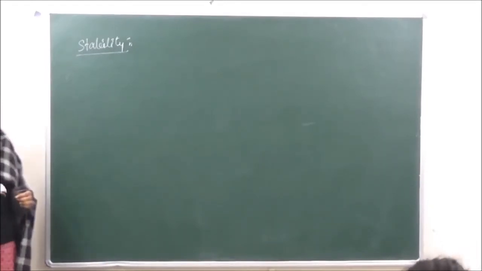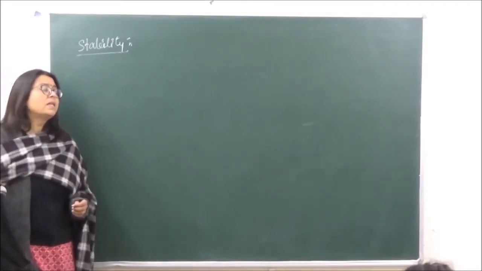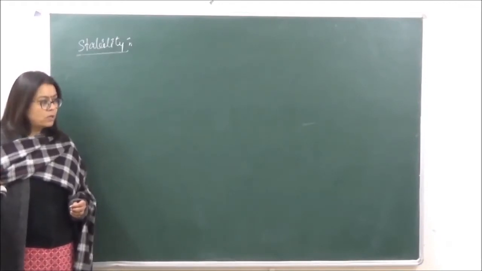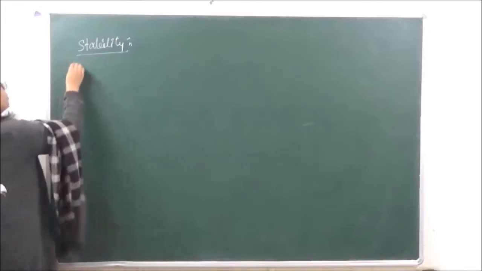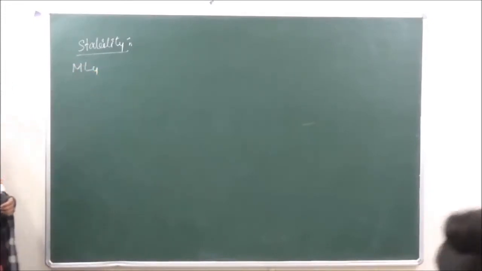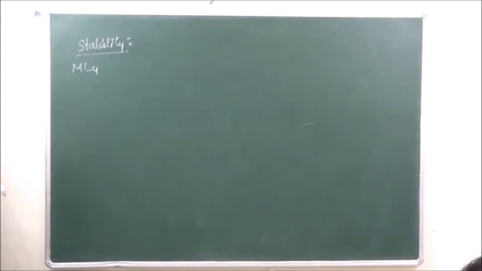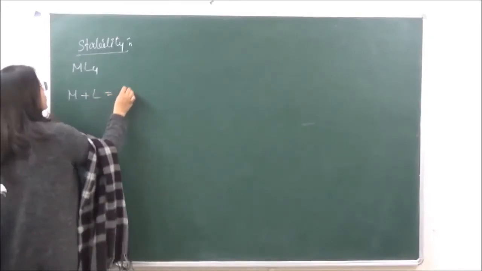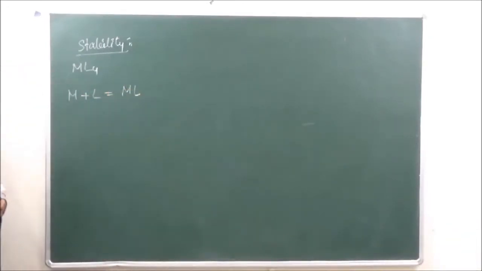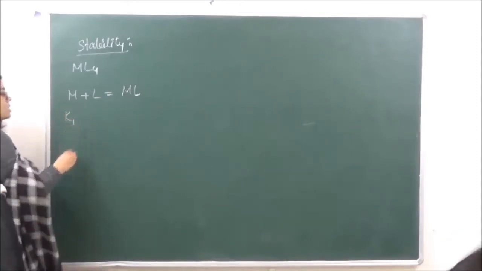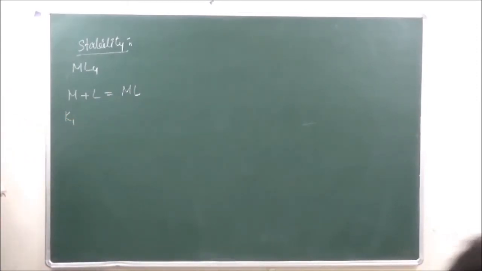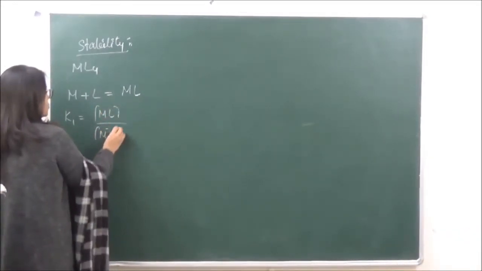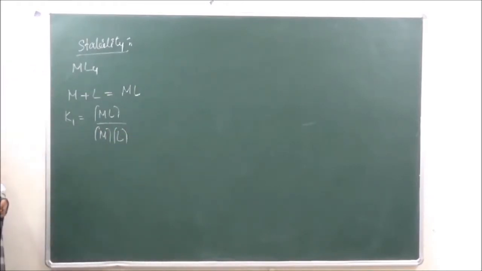When we talk about the stability of coordination compounds, the formation of any coordination compound will depend upon how easily a ligand approaches the central metal atom and how easily it forms bonds. Now if we want to form a complex of the type ML4, this complex formation is going to take place in 4 different steps. In the first step, one ligand approaches to give us ML. The stability constant for this reaction, K1, is given as concentration of ML upon concentration of M into concentration of L.